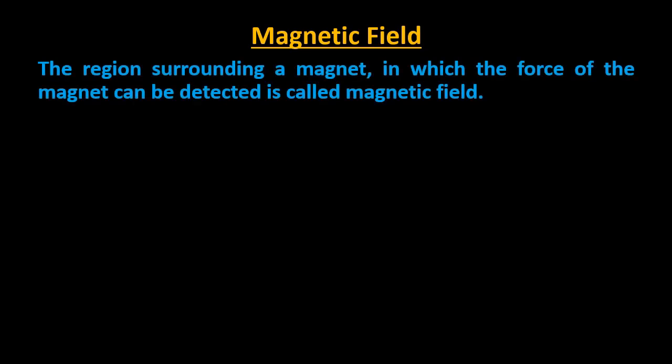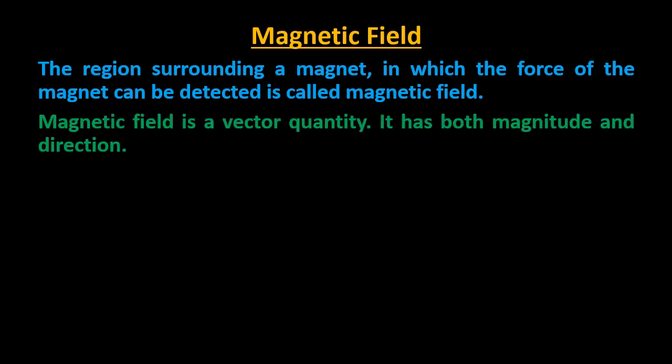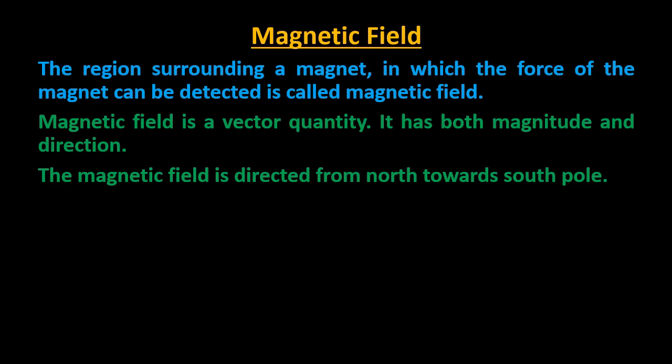Each and every magnet has an area around it where its magnetic effect can be experienced by other magnets. This area we call the magnetic field. We define the magnetic field as the region surrounding a magnet in which the force of the magnet can be detected. Magnetic field is a vector quantity, which means it has both magnitude and direction. The direction of the magnetic field is from the north pole towards the south pole.